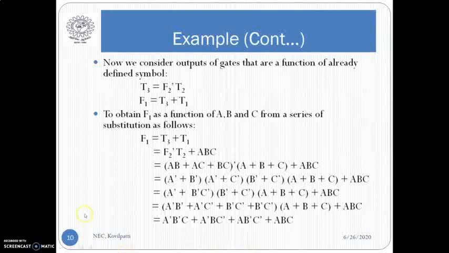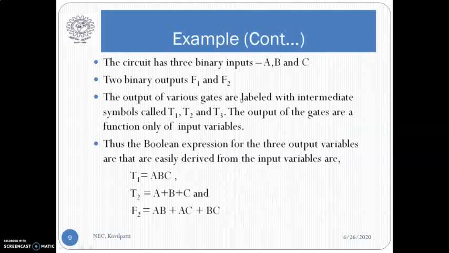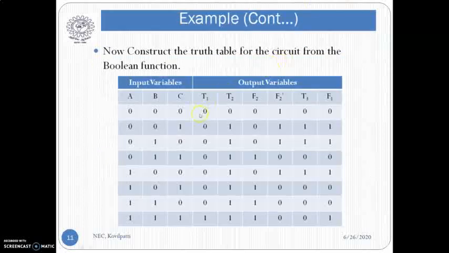Now we have to construct the truth table from the Boolean expressions. We have 3 input variables, so as per the 3-bit binary number, 8 combinations are possible. We have to list all 8 combinations, and then first derive the direct variables. The direct variables are T1, T2 and F2. T1 is A'B'C' and ABC, T2 is A plus B plus C, and F2 is AB plus AC plus BC. Applying the values in the Boolean expressions, we get the outputs for T1, T2 and F2.